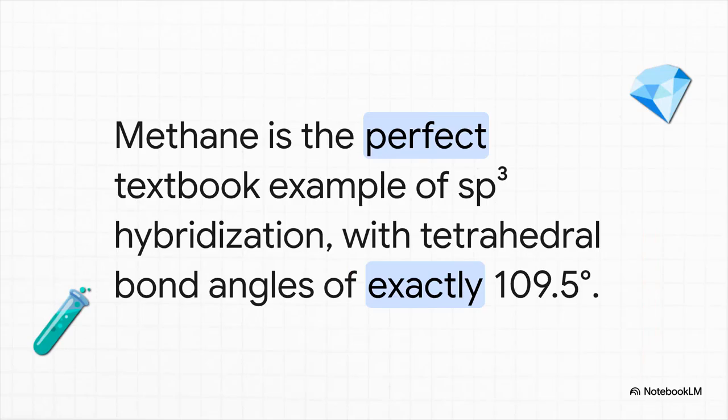So, we all learn about methane, right? CH4. It's kind of the poster child for sp3 hybridization. You've got a central carbon, 4 hydrogens, and they all arrange themselves in this perfect tetrahedron. Every single bond angle is exactly 109.5 degrees. It's clean, it's symmetrical, it's our gold standard.